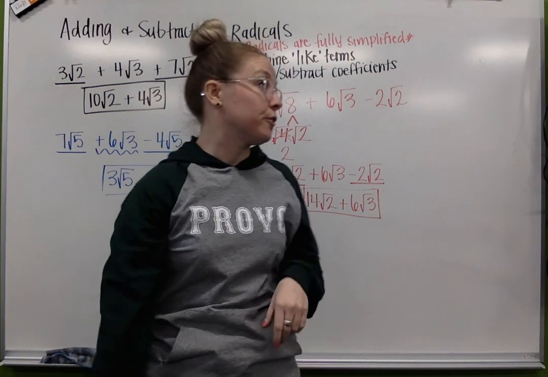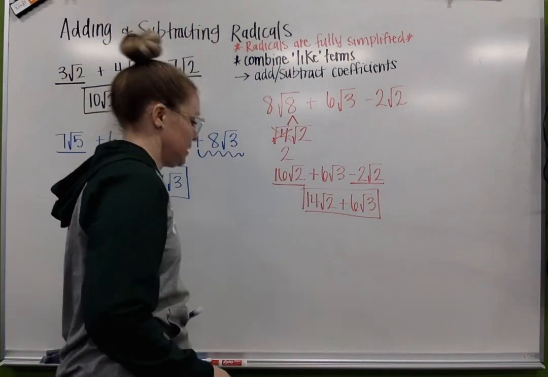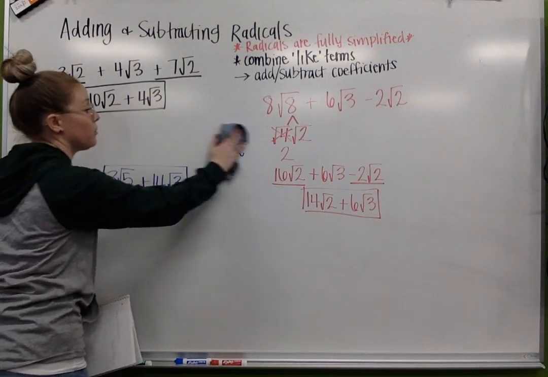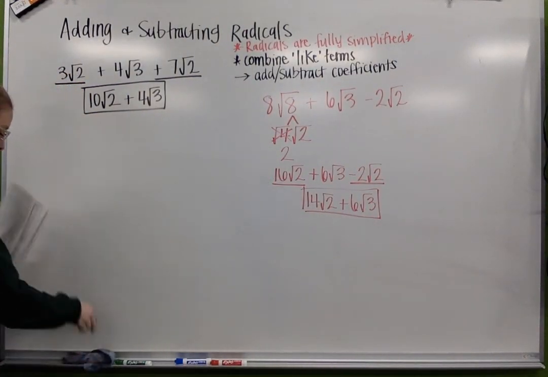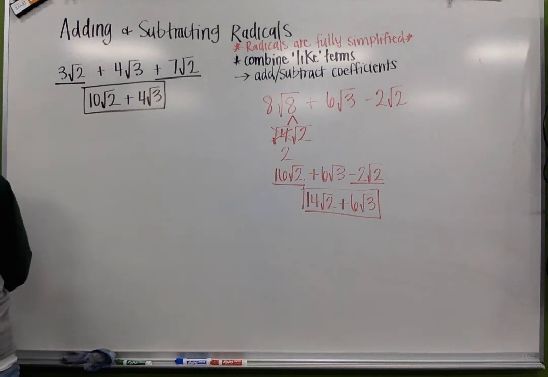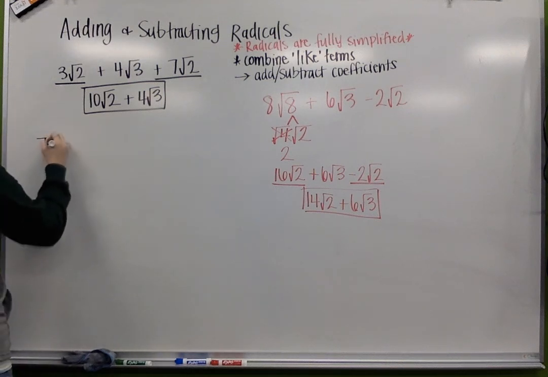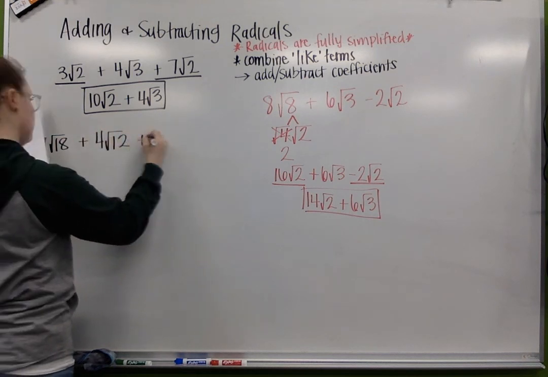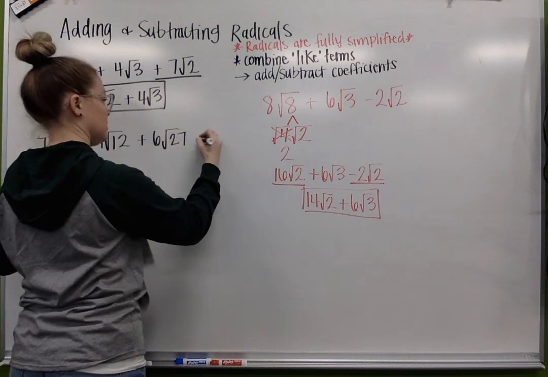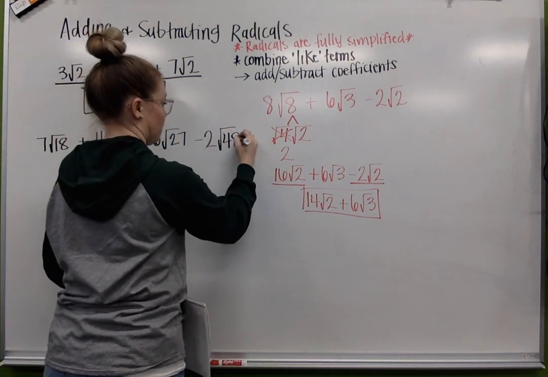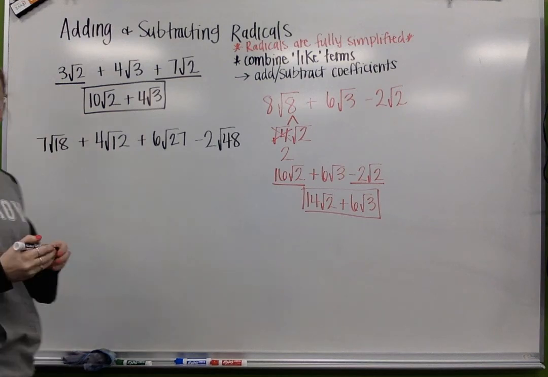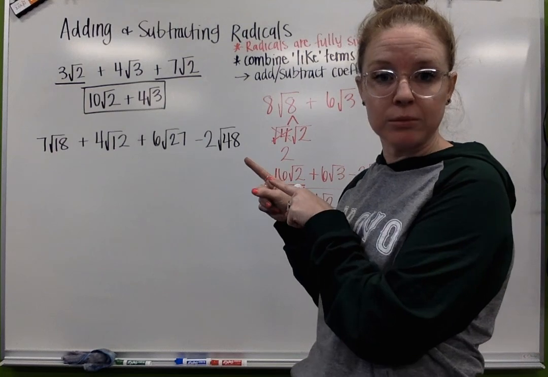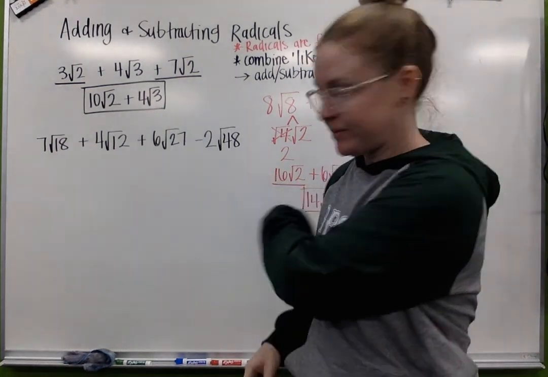So I got one more example for you to check out. Here we go. Let's take a look. Let's go ahead and erase this so we got more room here. Perfect. So this one is 7 root 18 plus 4 root 12 plus 6 root 27 minus 2 root 48. So you can push pause right now, try this problem on your own, and come back and check to see how you do.